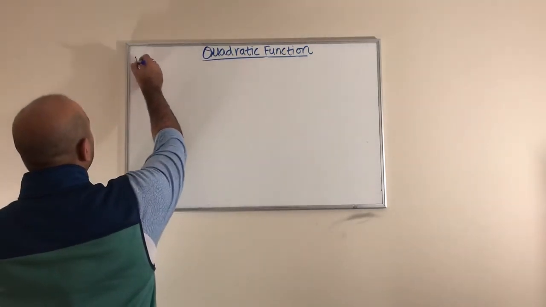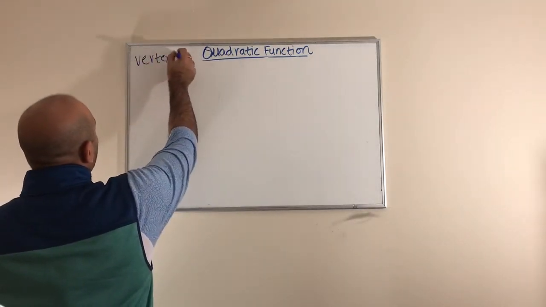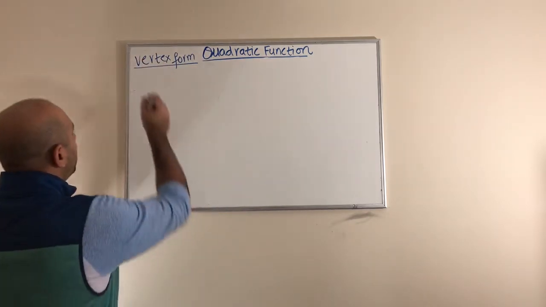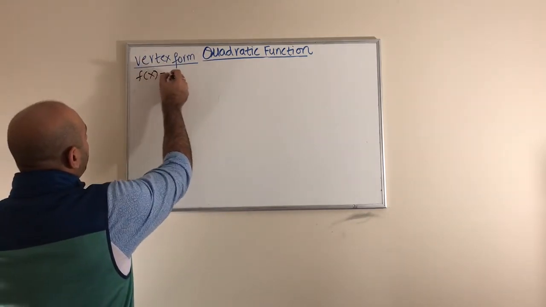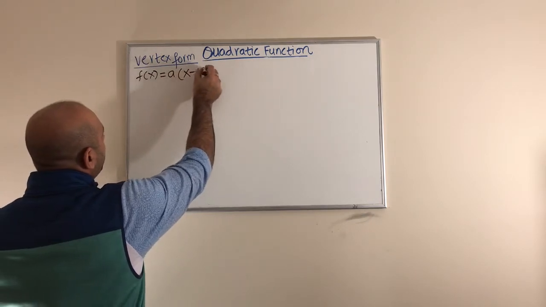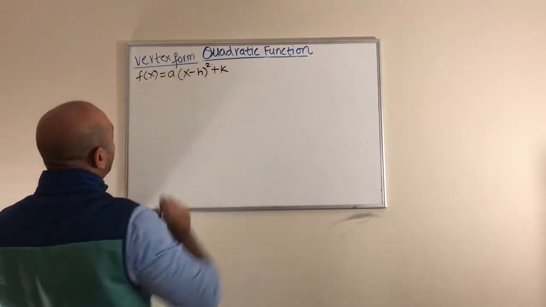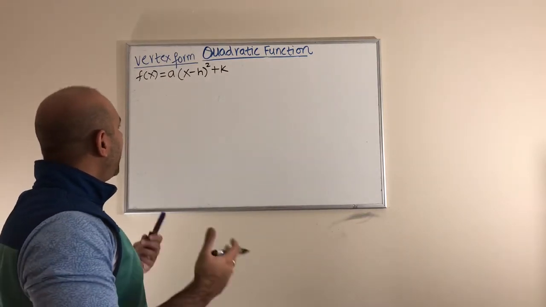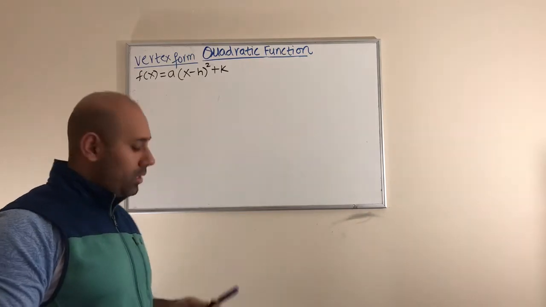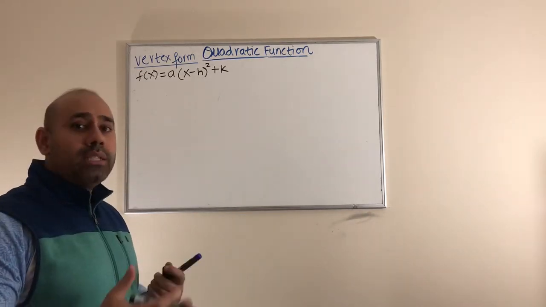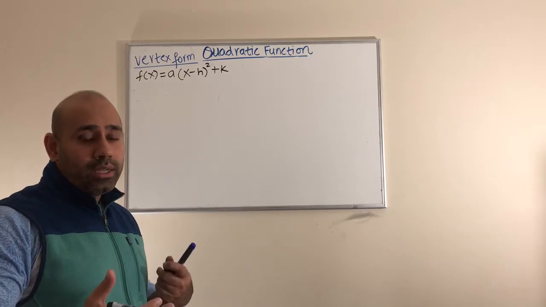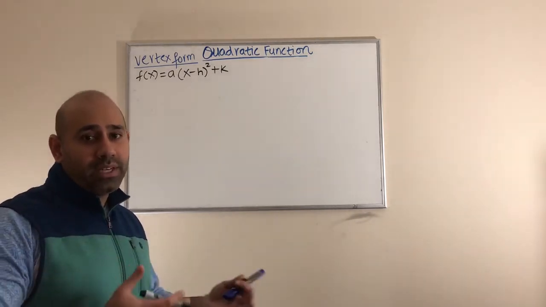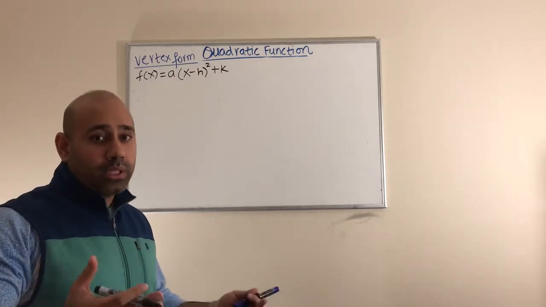The vertex form looks like this: f of x equals a times (x minus h) whole squared plus k. Now we have to try and see what the h means, what the k means, and what this whole vertex form actually means. So in order to understand the vertex form, guys, I'm going to draw the graphs of two different quadratic functions, and from there we will define all the key things associated with the vertex form.